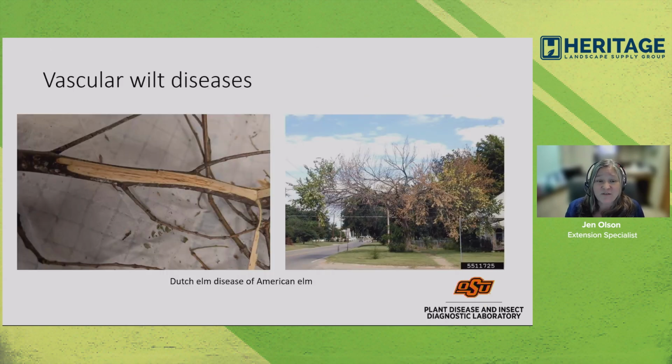So let's move on to vascular wilt diseases. Dutch elm disease, I don't know where you are in the country. We still have a lot of elms here in Oklahoma, and we saw a lot of Dutch elm disease this year. You peel back the bark. I usually use a vegetable peeler, and you can see that typical streaking just under the bark in the xylem. This picture on the right was taken by my husband about 20 years ago of an elm that's just in the full throes of Dutch elm disease.